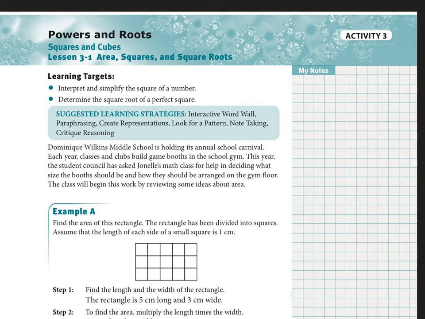All right, guys, lesson 3.1 here, talking about area, squares, and square roots. We're going to interpret and simplify the square of a number and then determine the square root. All right, so let's jump right into it.